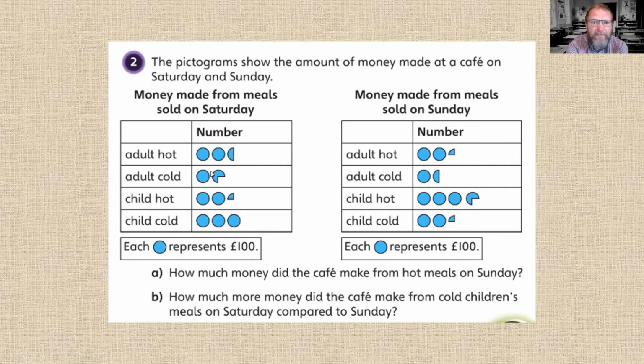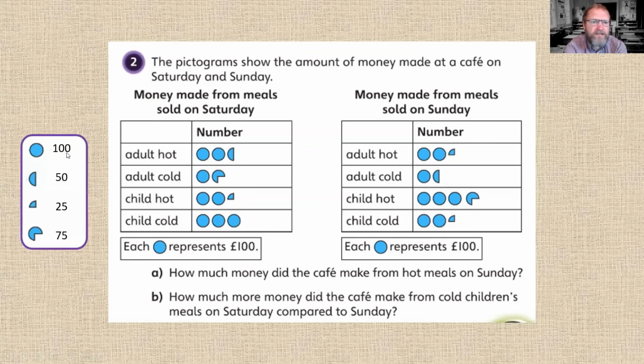But what's this here? If this is 1/4, this is 1, 2, 3/4. So how much is 3/4? Well, let's have a look. A full circle is 100. Half a circle is 50. A quarter of a circle is 25. So 3/4 is 25 plus 25, 50. 50 plus 25 is 75. So here we can see what each of those shapes represents.